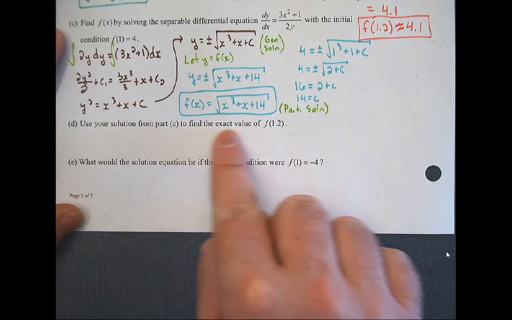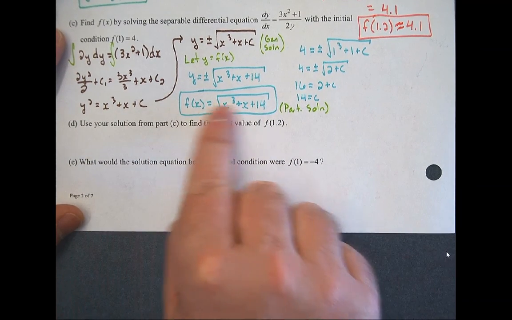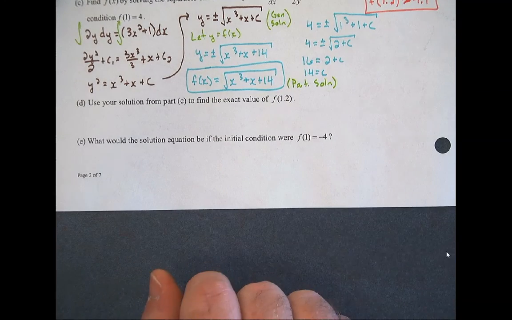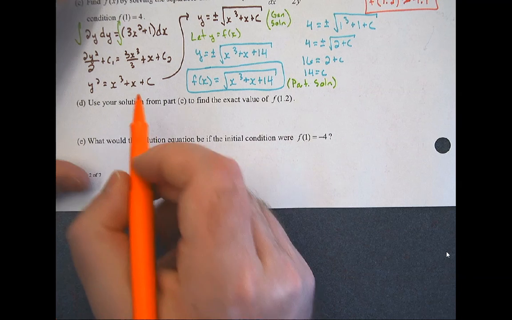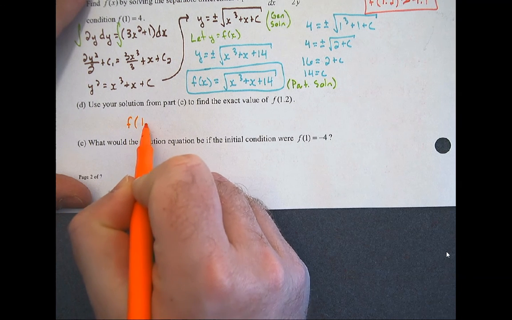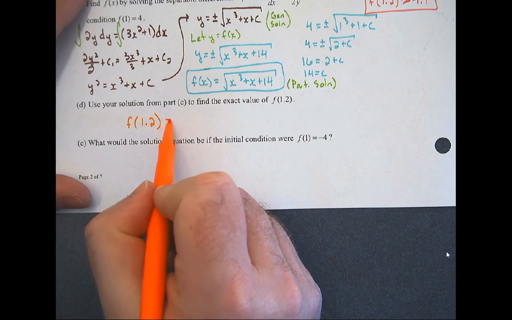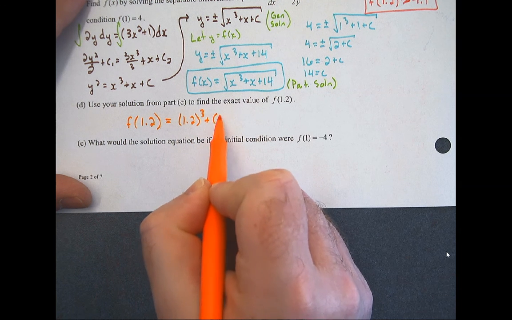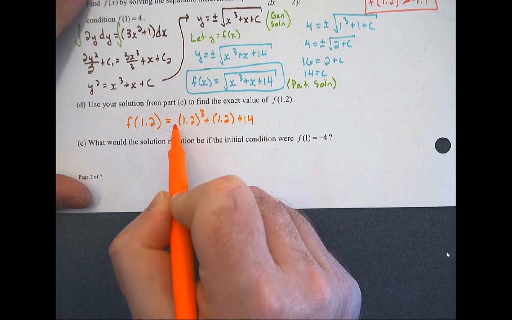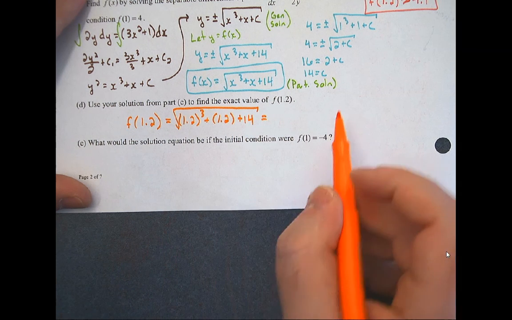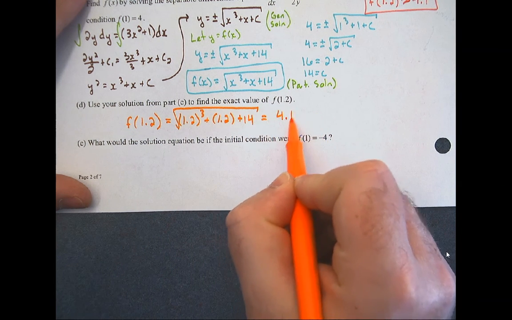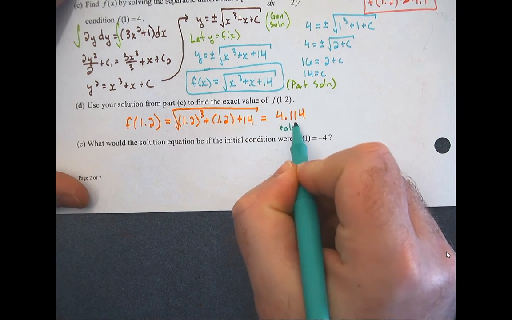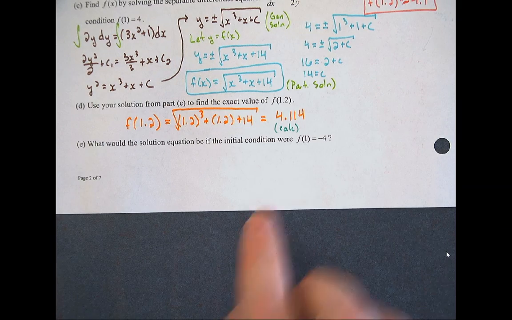Use your solution from part C to find the exact value. Now look, this is the actual function. This is what we approximated the function value to be, but this is the actual function. So now we can figure out what actually is happening at 1.2. This is not an approximation. So this would be 1.2 cubed plus 1.2 plus 14, getting square rooted, which equals, and I use my calc, 4.114. Don't think you had to do that in your head. Calc. How was our estimate? Pretty good.